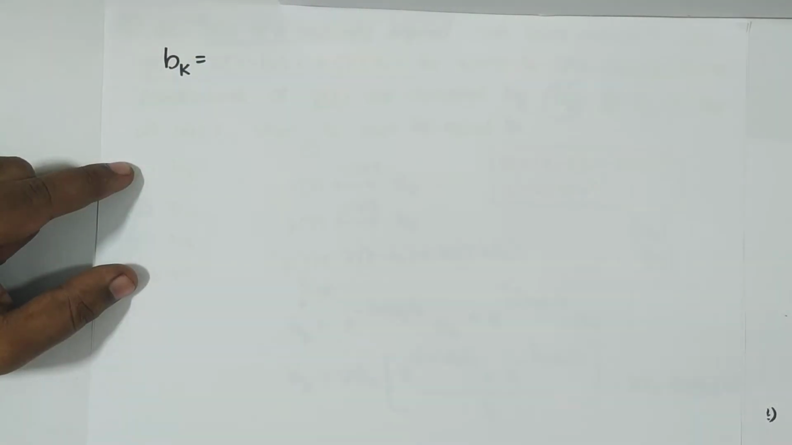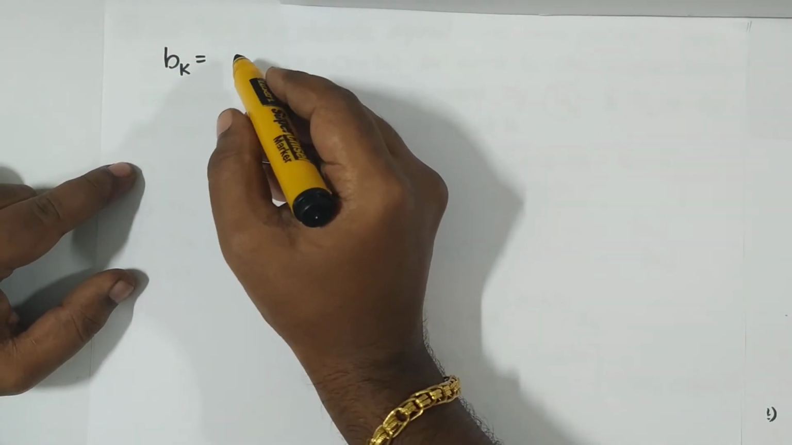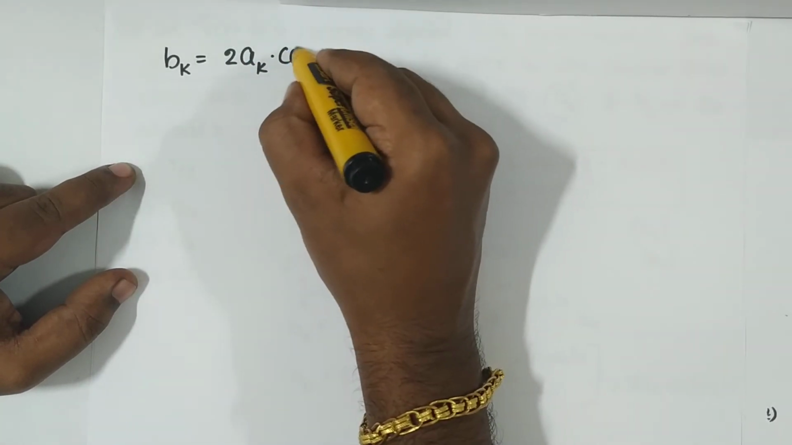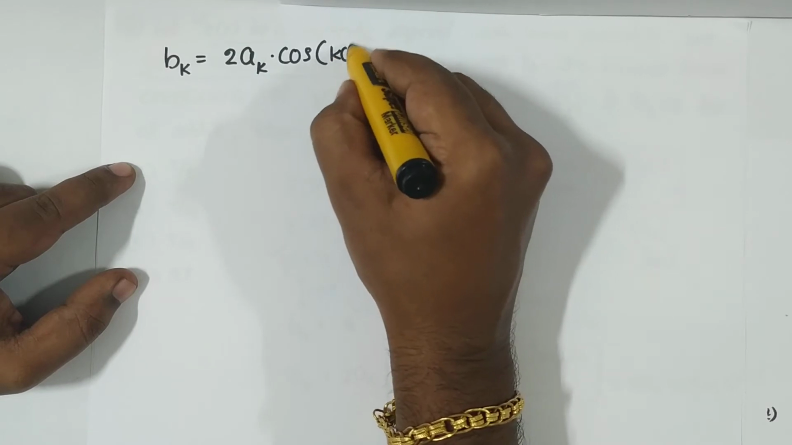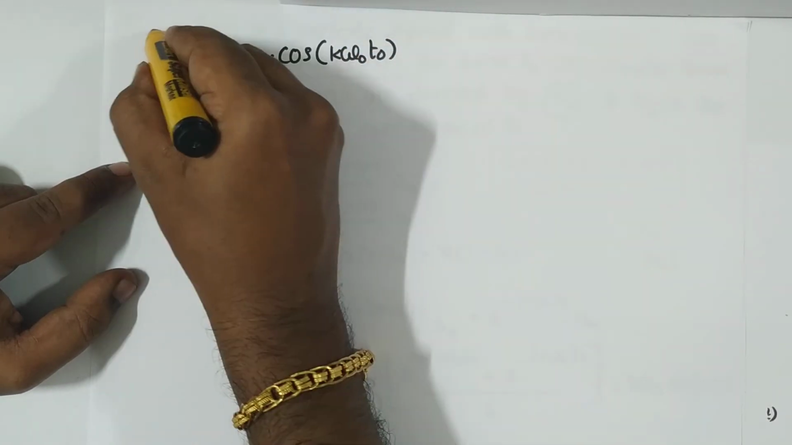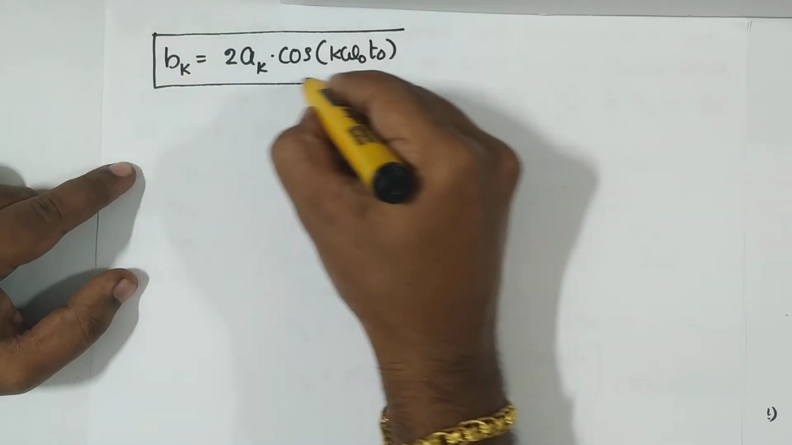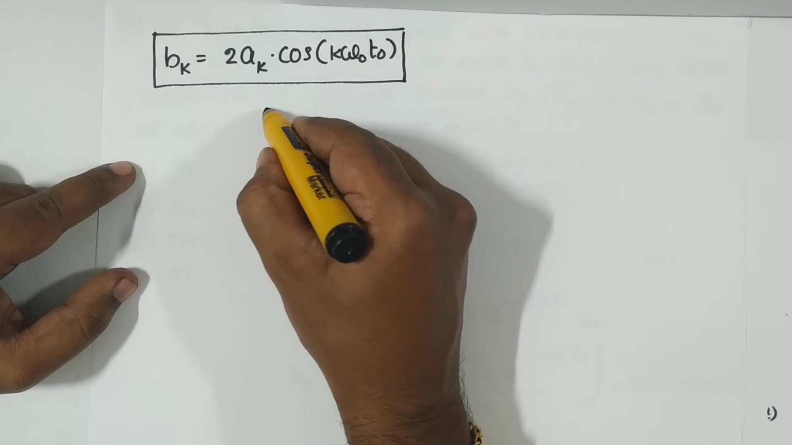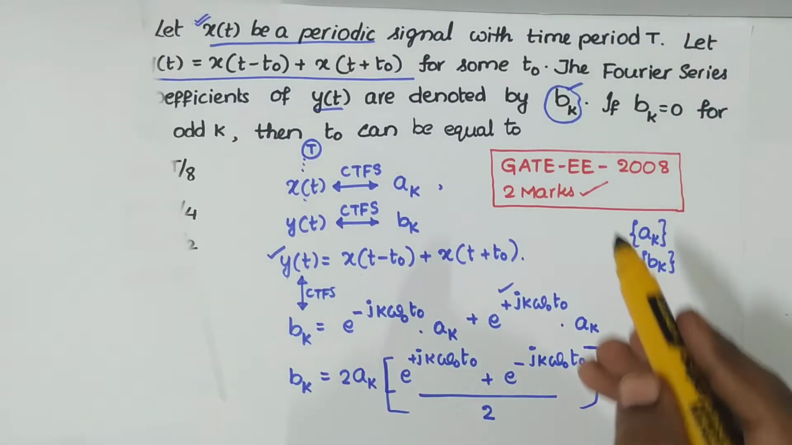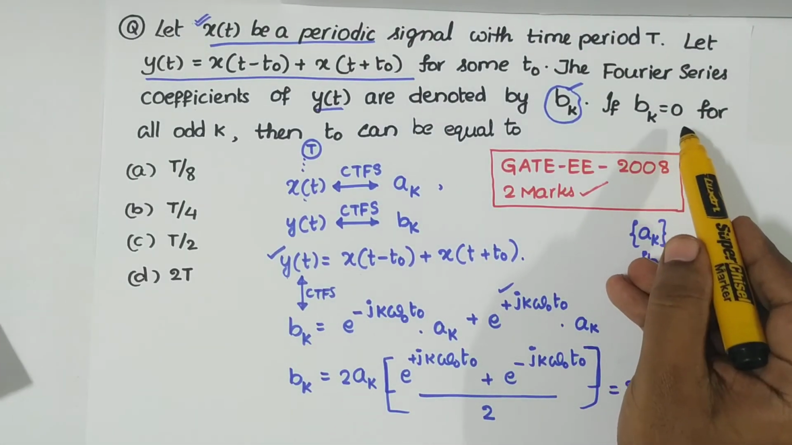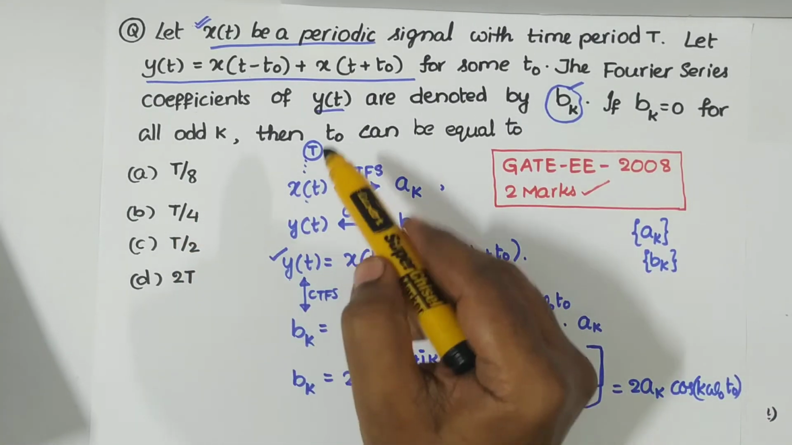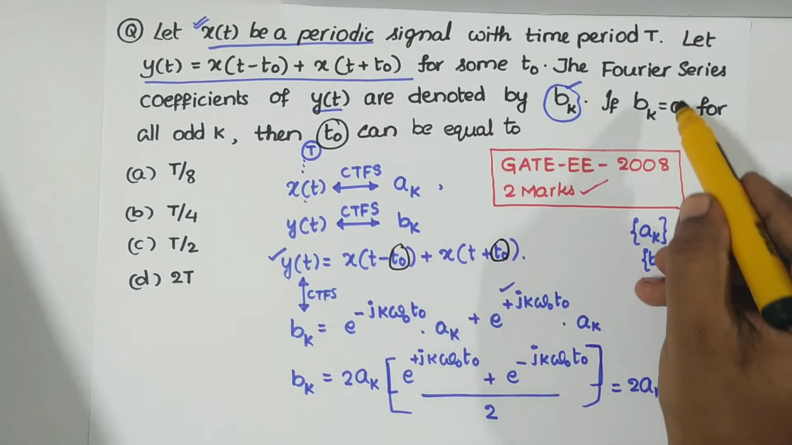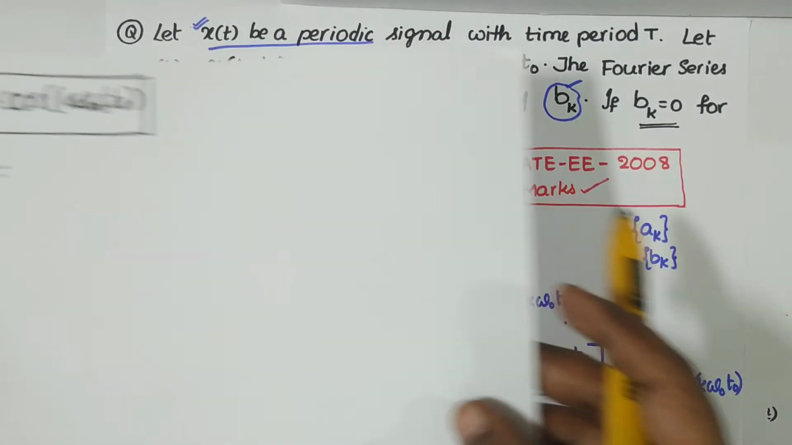So b sub k is equal to what now? 2a sub k cosine, I'm just revisiting that equation again. b sub k is equal to this. Alright, and what is given to you? See what is given to you here. If b sub k is equal to 0 for all odd k, then he is asking us to find this shifting quantity, this t naught.